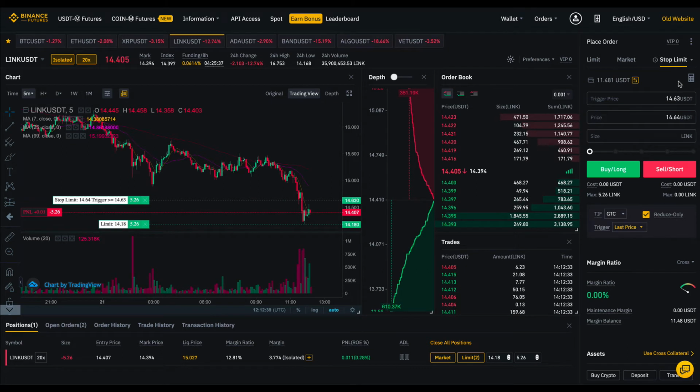So the reason why there's two prices, because ultimately what the stop limit is, that is a trigger price, and it's even written in there. So that's saying at that price, when price is hit at 14.63, place a limit order, and then it will start looking for the best price. So it's either going to be at 63 or between 63 and 64.